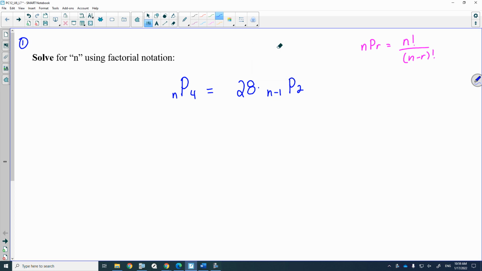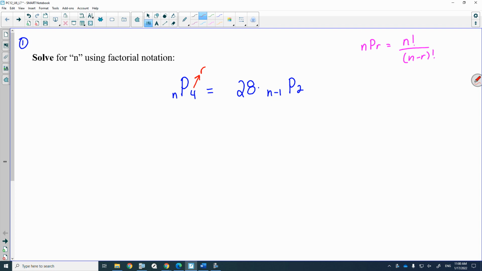Hi Math 30s. We're going to look at two diploma style questions that you'll want to be able to do for your exam. So what the questions would be is solve for n using factorial notation. And remember that you'll be given your formula on your formula sheets for nPr. Okay, what you want to do here is just identify n and identify r.